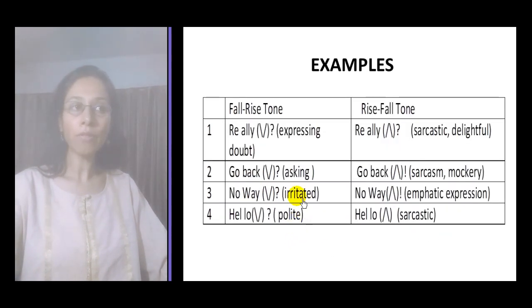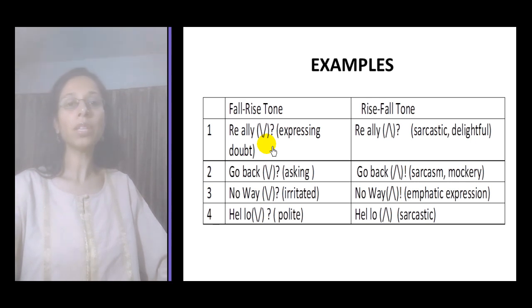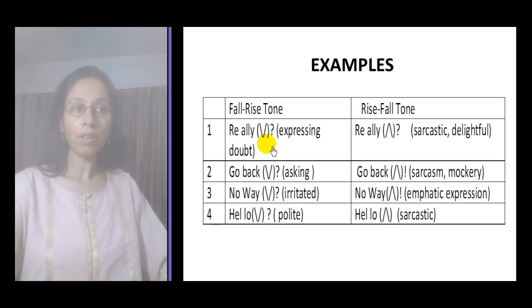Now we are going to look at examples of fall-rise tone and rise-fall tone. Now again, all of these are said in certain situations. Certain situations demand that they be said in this manner, and that brings out the meaning of the sentence. Right? So you can say really to express doubt. For example, really, really. And you can say it in a sarcastic way, or you can show your delight when you say really. And how will you say that? Really. See, there's a difference between really, really. So it goes up in the middle and then comes back down.